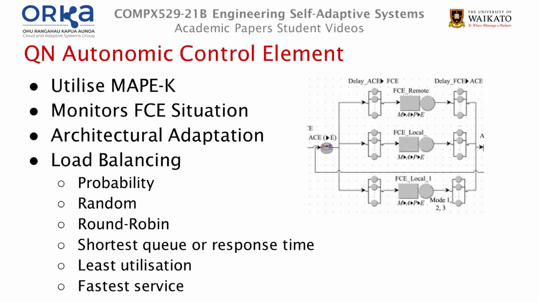The first autonomic control element again utilizes the MAPE-K system. The autonomic control element here monitors the situation from the FCEs and adapts the architecture when required. It also performs load balancing, which may be based on probability, completely random, round robin, the shortest queue or the shortest response time, the least utilization, or the FCE which will process the data fastest.